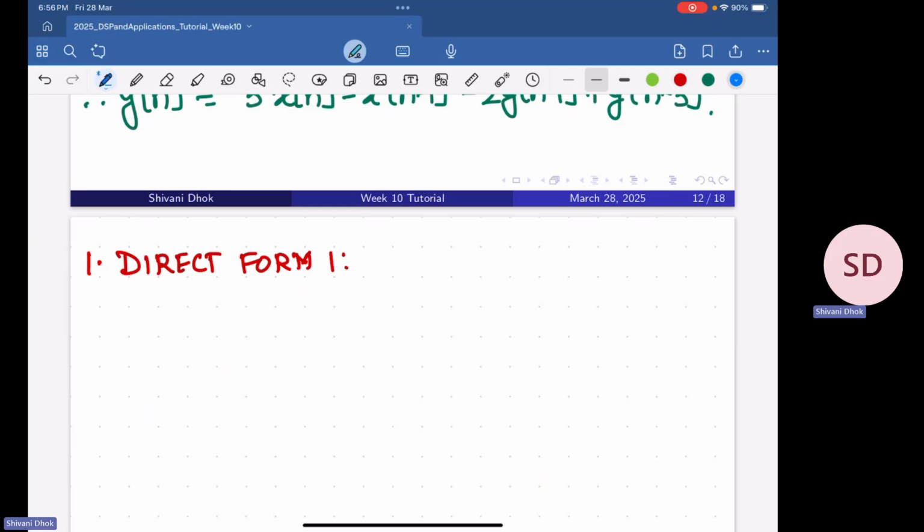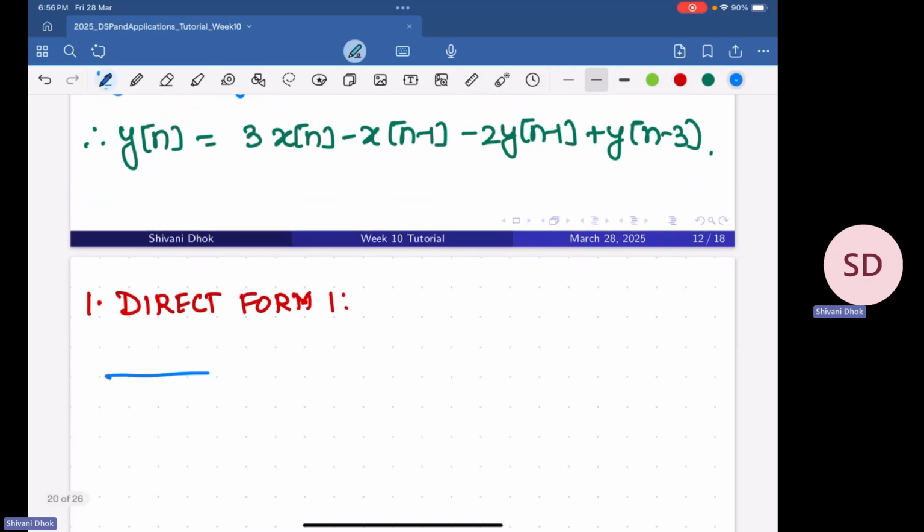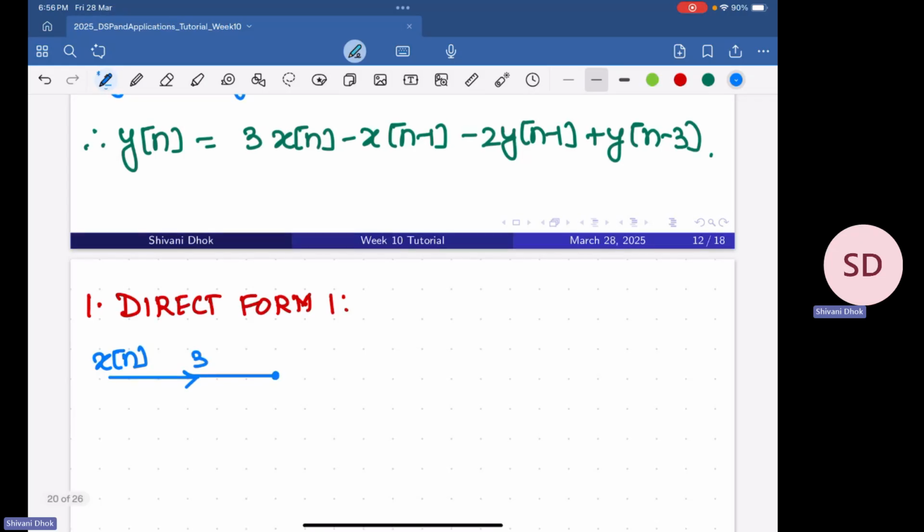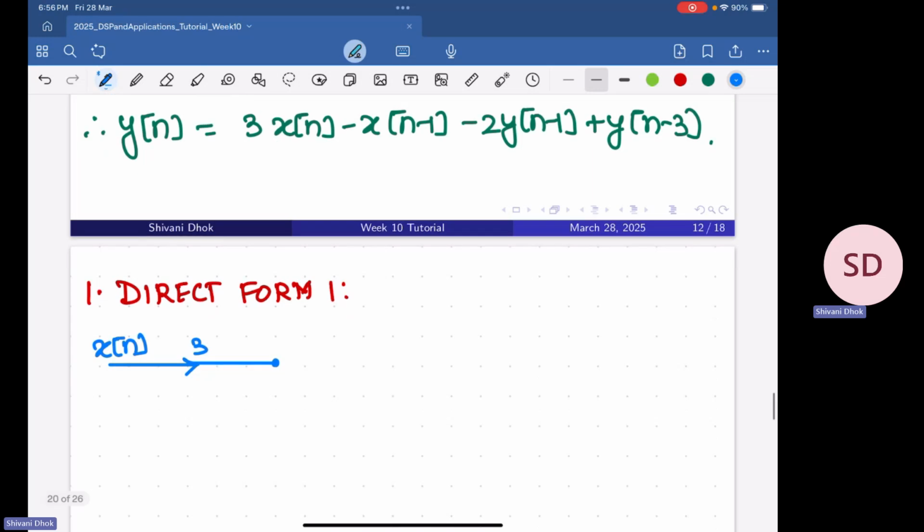And how to construct direct form 1? What we will do, we have x of n here. Then this x of n gets multiplied by 3. So here what do we get? Here we get 3 times x of n. Now this x of n also has a delayed version scaled by -1. So this x of n, we can delay it by z inverse.